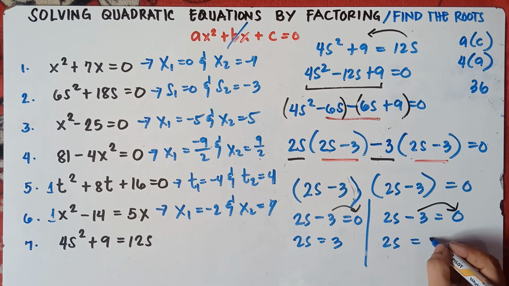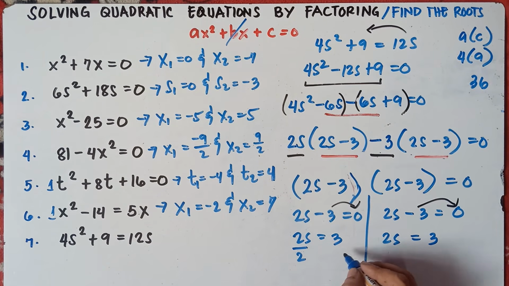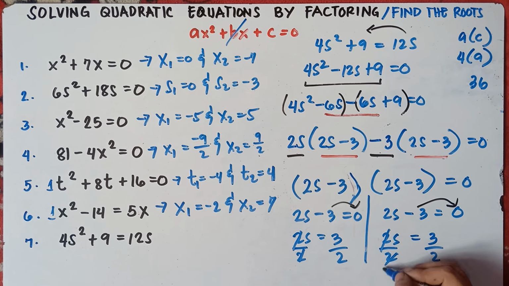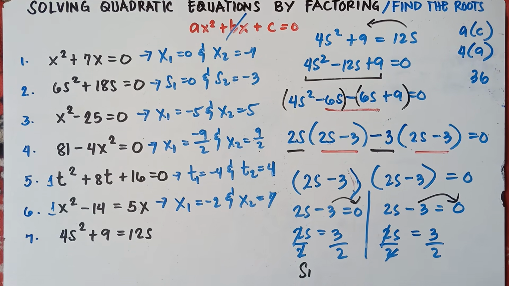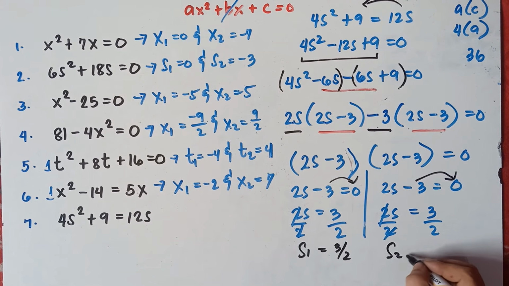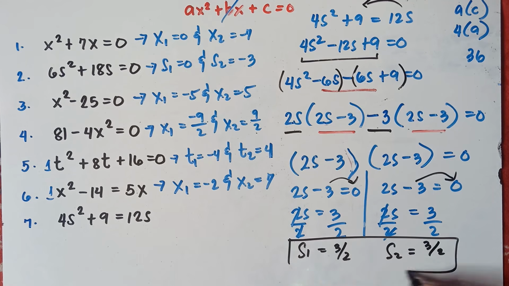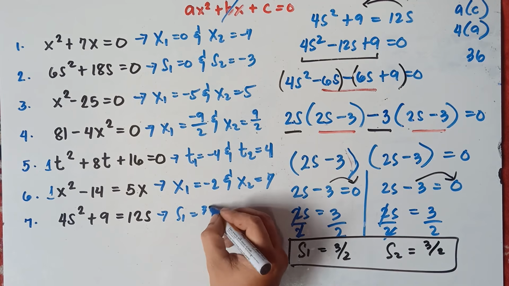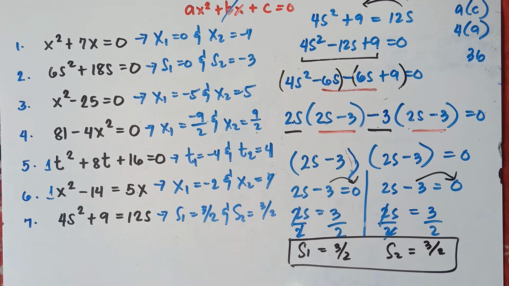So 2s equals 3. To get the value of s, divide both sides by 2. So our s sub 1 is equal to 3 over 2, and our s sub 2 is equal to 3 over 2. Alright, so that's it, class. s sub 1 is equal to 3 over 2 and s sub 2 is equal to 3 over 2.